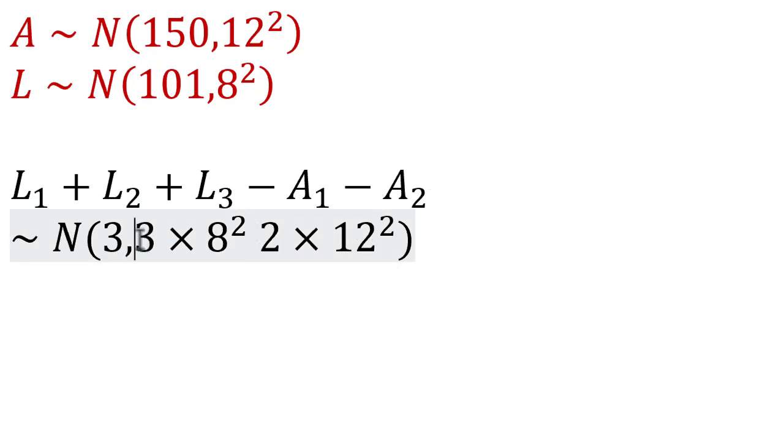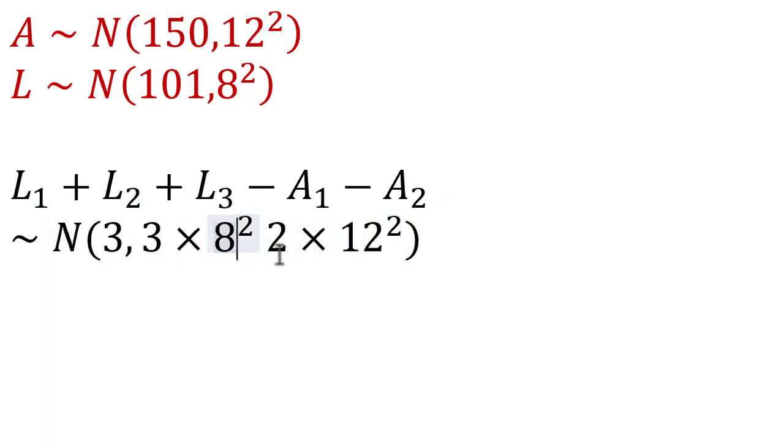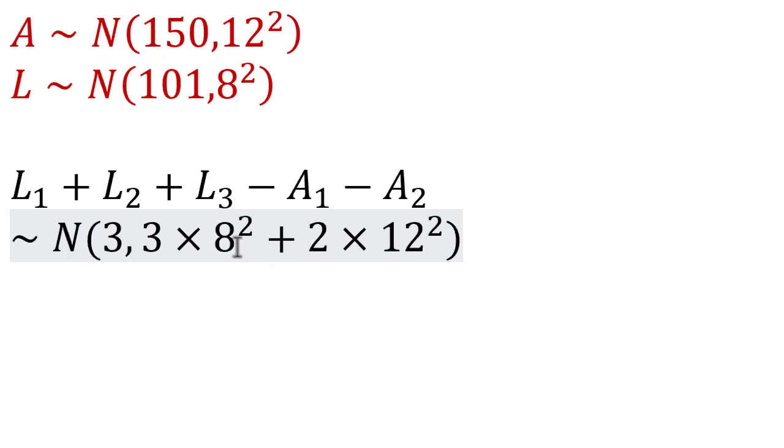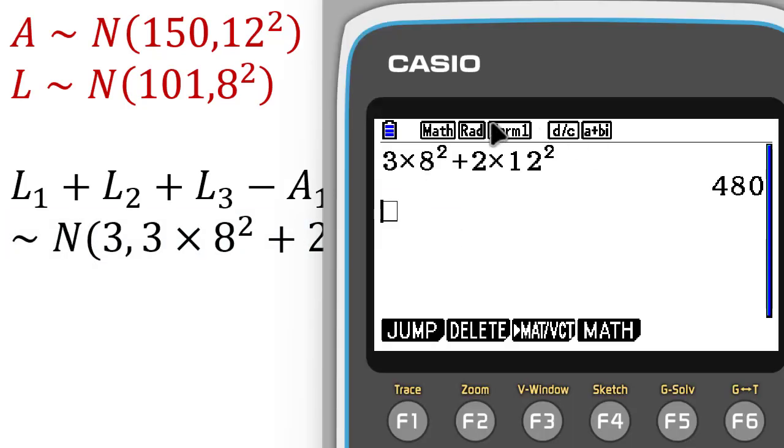Now, do I subtract these or add these? What do you think? I've got my 3 lemons and I've got my 2 apples. And the answer is I add them. You always add variances because negative numbers are just as varied as positive numbers. And you could think of this as a negative apple. Well, it's just as varied as a positive apple. So you add up all of the variances in the question. So I've done that. There's the variance.